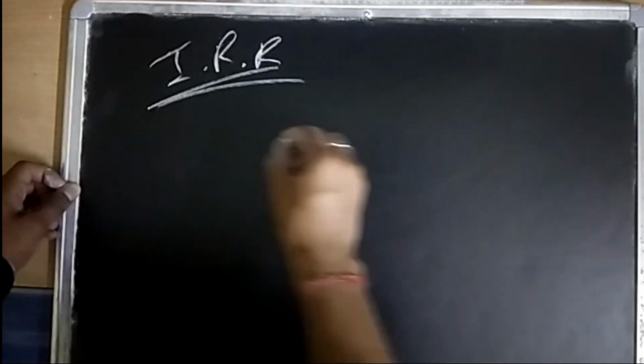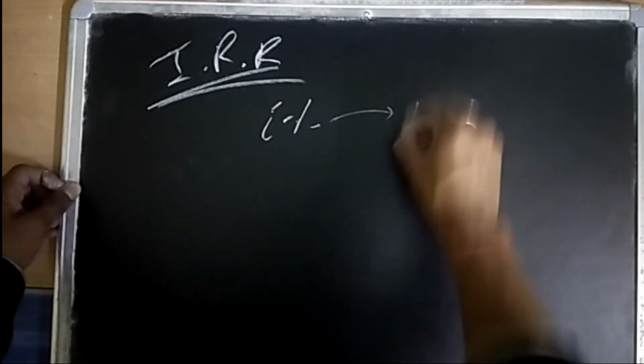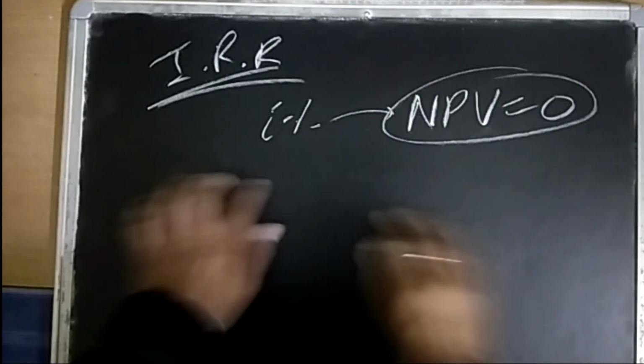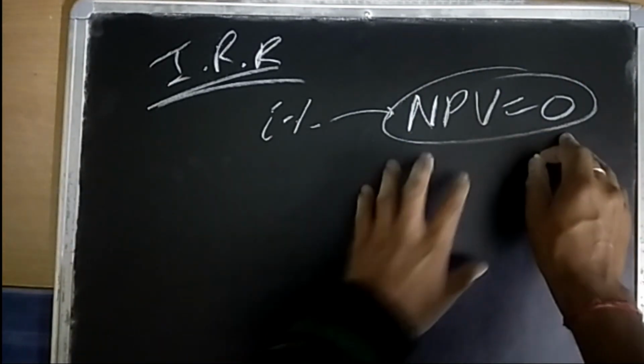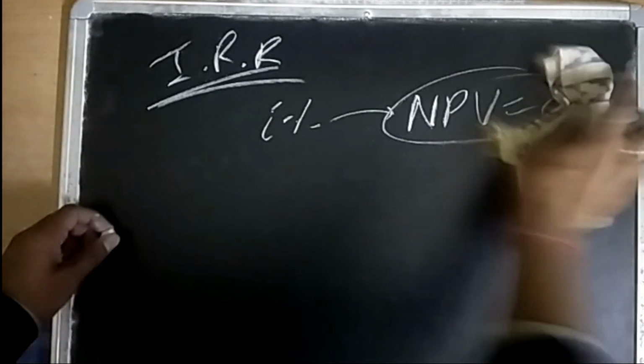So now what is IRR? IRR is internal rate of return, that would be some i percent corresponding to NPV equal to 0. Just put the expression I have written equal to 0, and if i is unknown, we can find i. So this is the internal rate of return.